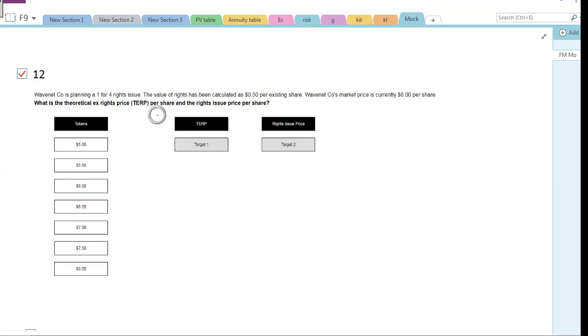What is the theoretical ex-rights price per share and the rights issue price per share? So two calculations are required, the theoretical ex-rights price and the rights issue price. The company is planning for a 1 for 4 rights issue. The value of the right has been calculated as 0.5 per existing share. This per existing share is actually very important to notice. So this is not just the value of the right, this is the value of the right per existing share.